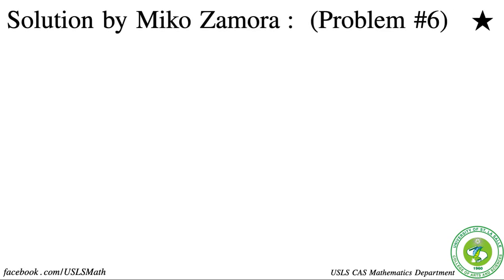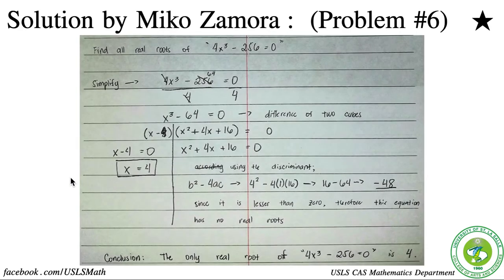Okay, so here's Miko's solution. Thank you so much, Miko, for letting me feature this. He put it on paper, so I'm just going to read it. This is pretty much the same as ours. Find all the real roots. This is our problem. He simplified the same way that we did. We divided the whole equation by 4. What we'll have is this. So we have case 1 and case 2. Miko likewise used the discriminant, so this will not yield any real roots. So the conclusion, that's a nice one: the only real root of 4x cubed minus 256 equals 0 is 4. So that's it. We have x equals 4.